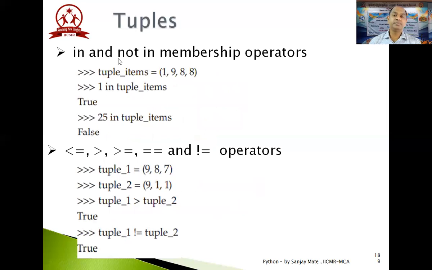You can check whether a particular number or element is present in a tuple or not. So you can write 1 in tuple item. 1 is present in this, so it will return true. 25 is not present in this. If I write 25 in tuple item, it is not present, so you will get false.